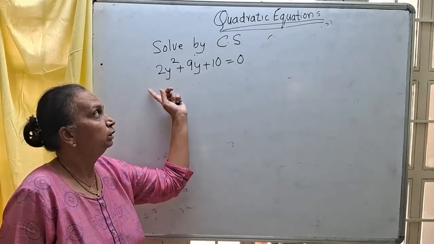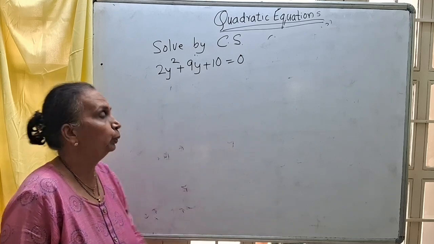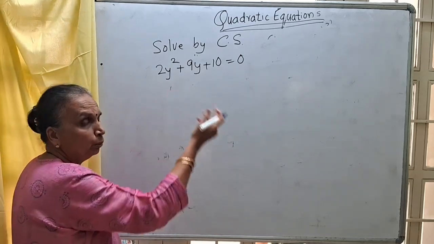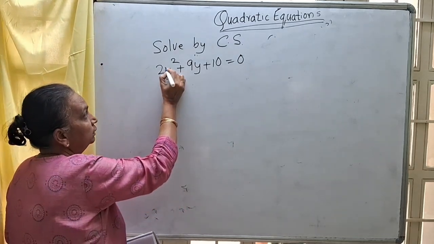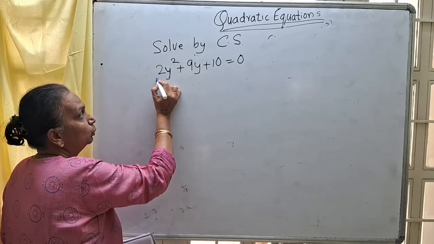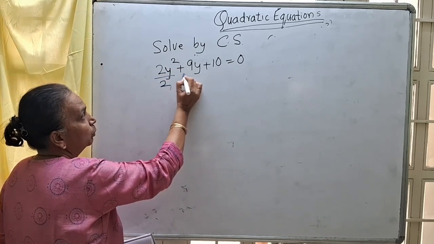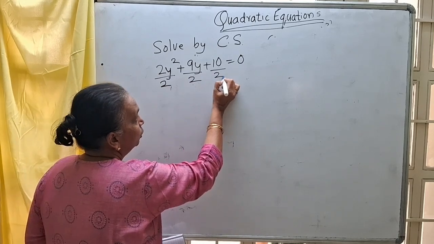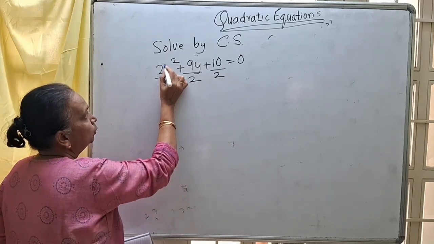So what I have told you: divide the whole equation by 2. I am just showing you, because now you are in higher classes, in 10th you have to write directly, but I am showing you for your better understanding. This is upon 2, this is upon 2, this is upon 2. So what I am getting, this 2 and 2 will get cancelled.